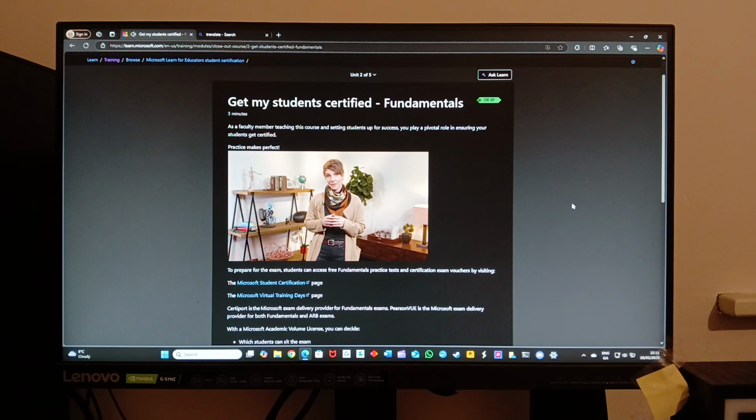Something to keep in mind are the key differences between Pearson and Certiport beyond the delivery of fundamentals or advanced role-based exams. With Pearson, individual students schedule exams through Microsoft without the help of a faculty member. A self-serve walkthrough is provided throughout the whole journey. Exams taken with a Pearson are not associated with an institution, and any post-exam data does not go to the institution. Pearson is the Microsoft exam delivery provider for both fundamentals and advanced role-based exams.